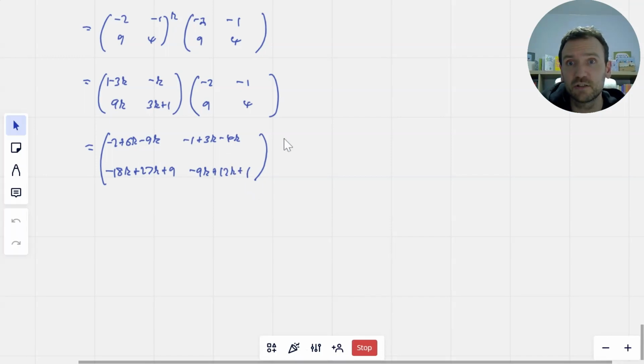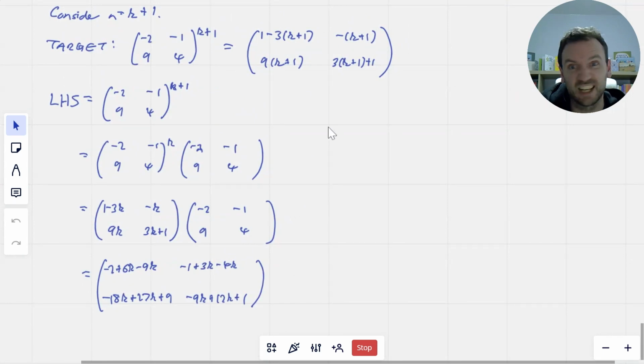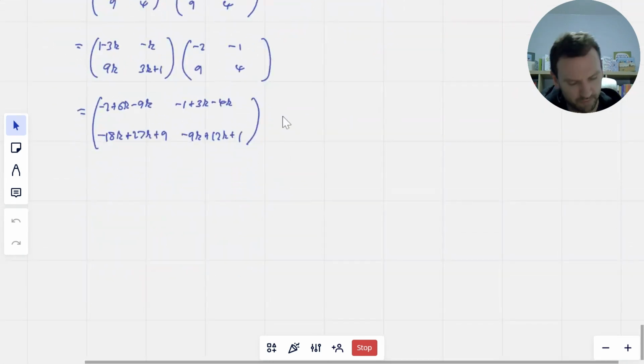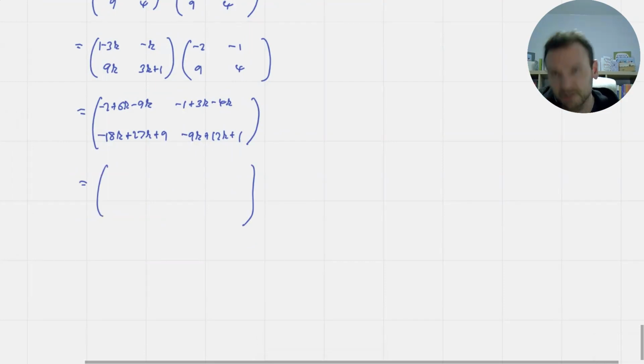At this stage, we're definitely not done here because look at our target. It doesn't look like this yet. But at least we've got a single matrix to work with. We've now just got some algebra to go through and do. So it's a proof, so we don't want to make a jump here. Let's do a step of simplification.